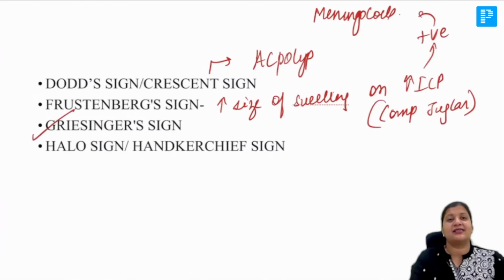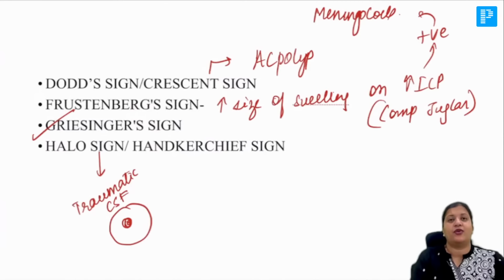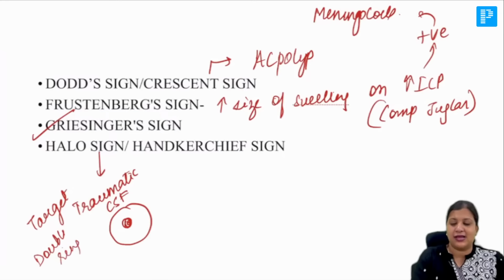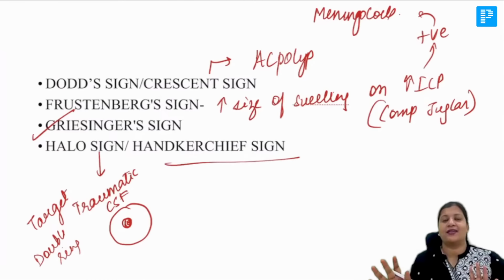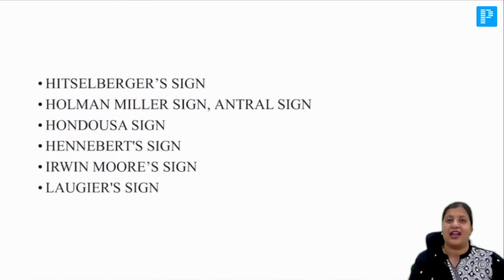We've already seen Griesinger's sign, which is a bluish discoloration of the mastoid following sigmoid sinus thrombosis. Halo sign is seen. Again, this is an important PYQ. Halo sign is seen in traumatic CSF rhinorrhea, where there is a central red dot surrounded by a peripheral halo. That is called target sign, also called halo sign, also called double ring sign. All of that would mean the same. Handkerchief sign: in CSF leak, there will be no stiffening of the handkerchief, but if there's a normal nasal discharge, you will see that there is a stiffening of the handkerchief.